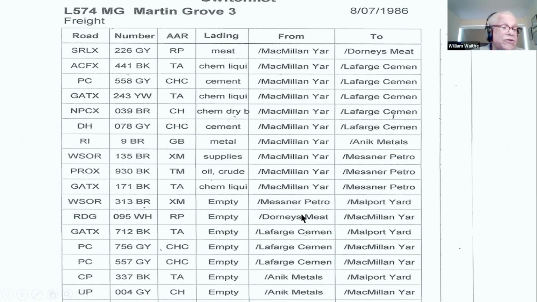This is a sample switch list that the operator will get. And they will see, for example, a road identification, a road number, and I've introduced a color code. This is a gray reefer, for example, containing meat. It's going from the Macmillan yard to the meat packing plant. Again, cement, the liquid chemical, going to the cement plant. So this is the switch list that would be used for the operator.